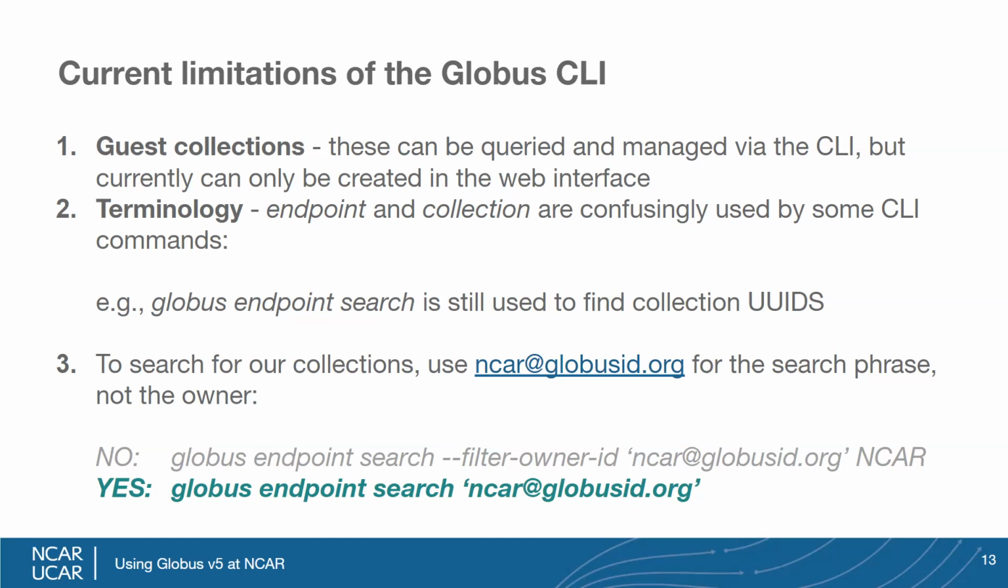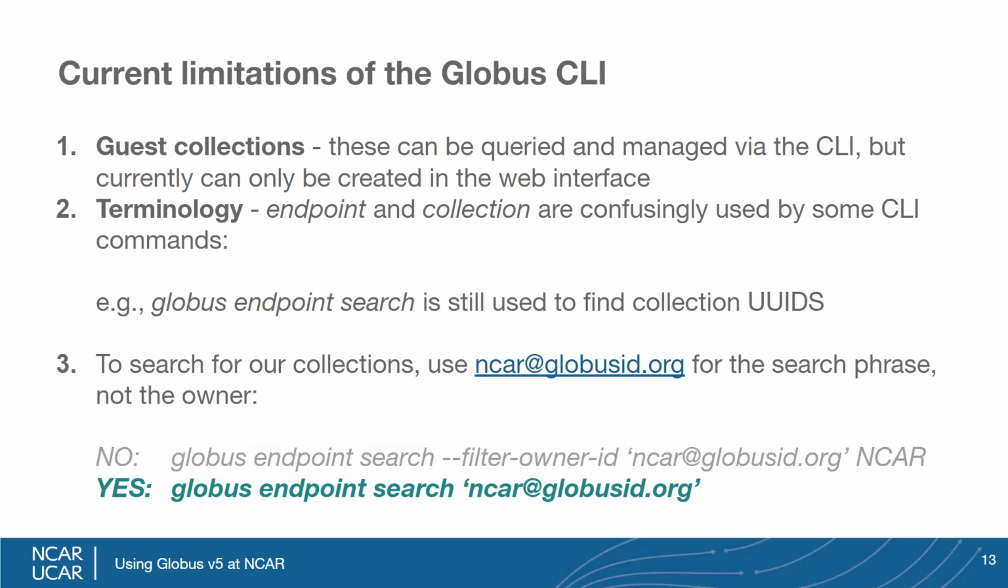So endpoint and collection are, I'd say, intermingled in the CLI commands, and I'm sure that's because of the legacy aspect of the CLI, and they don't want to break people's workflows. But if you are looking to find the UUID, the identifier of a collection, you would still use Globus endpoint search. You wouldn't use Globus collection search or something like that to get the UUID to use in a transfer. So it's just something to be aware of. In some respects, that makes it easier to migrate, but it can be a little bit confusing.